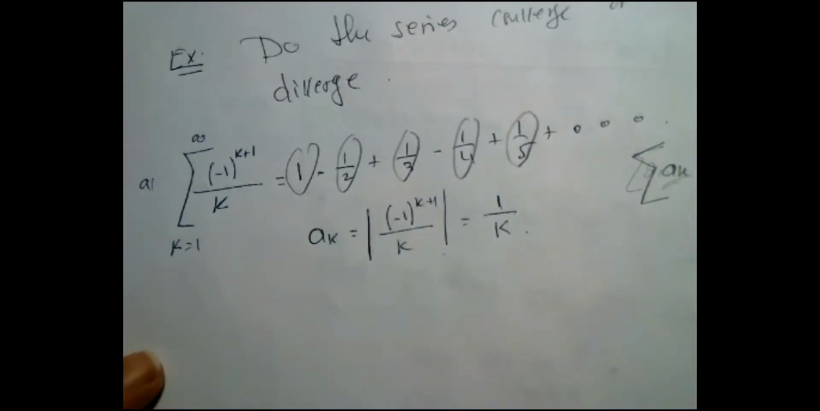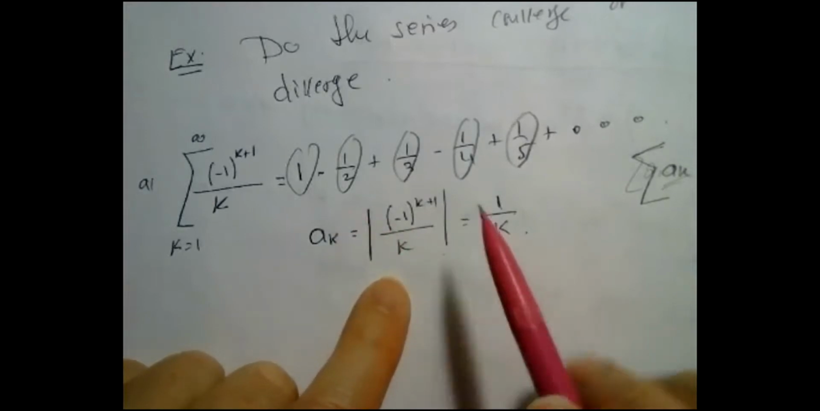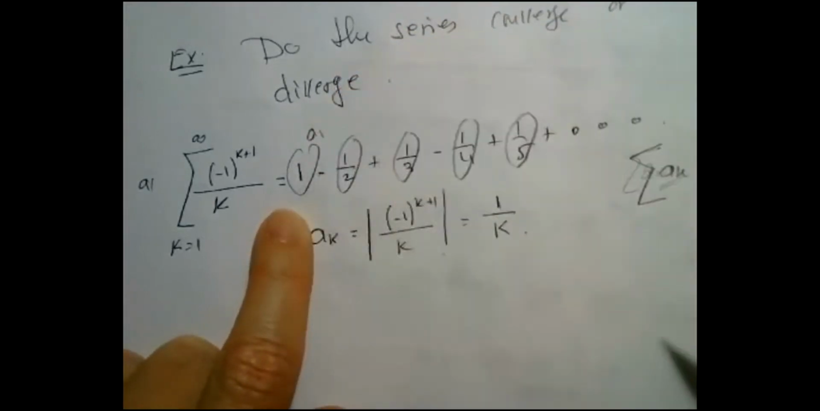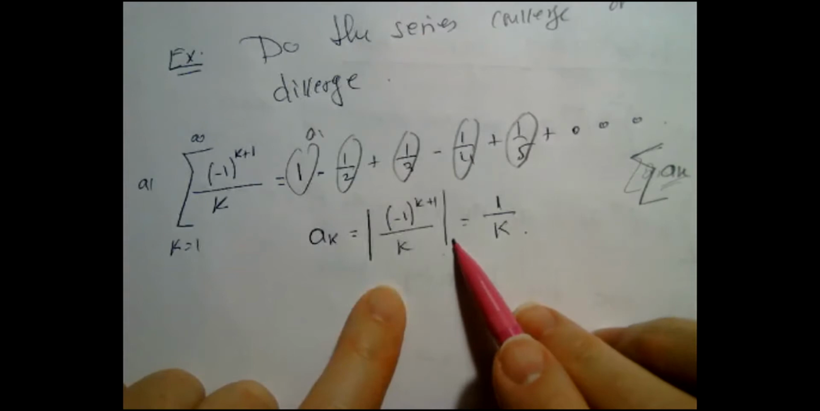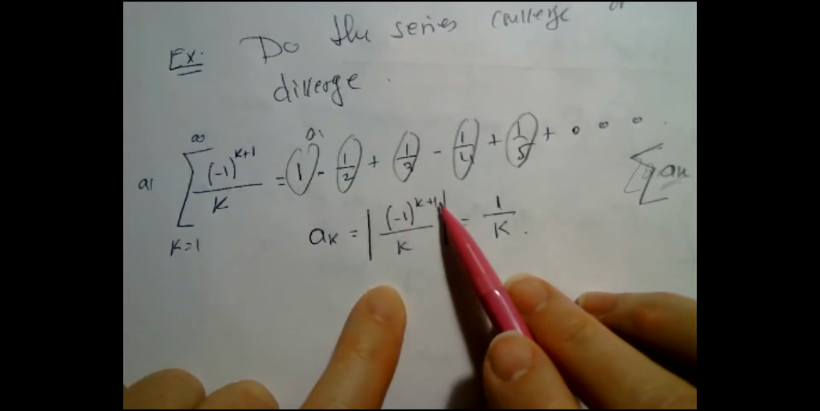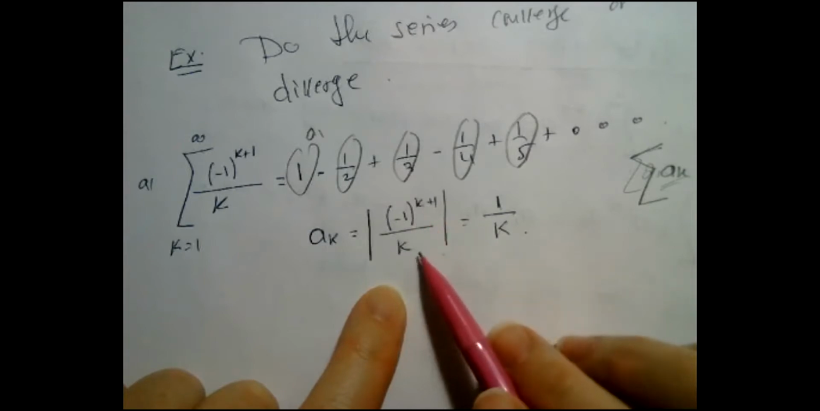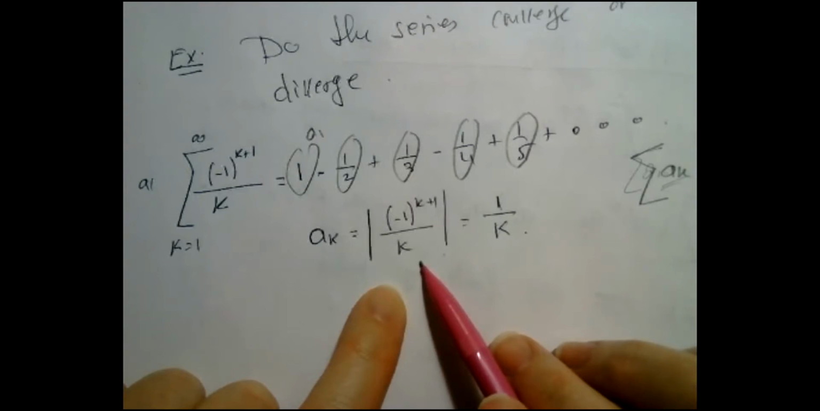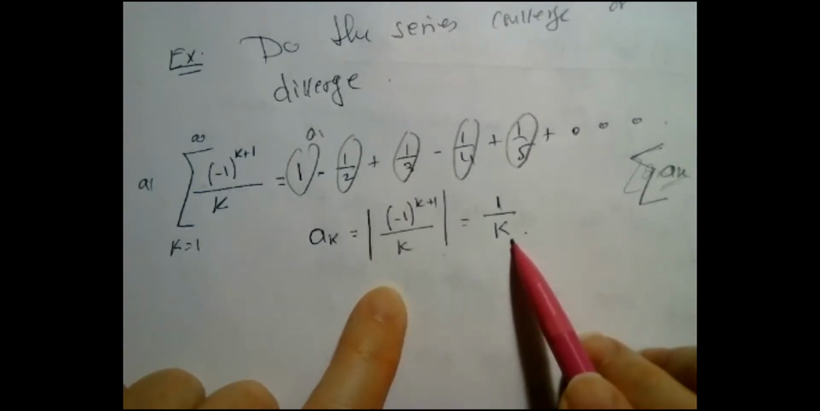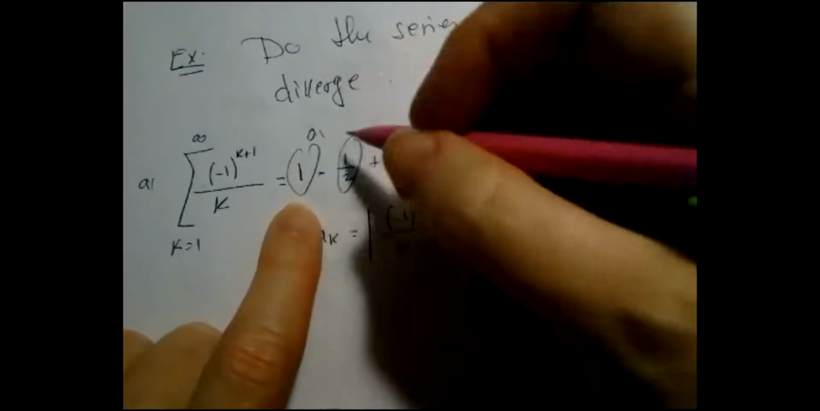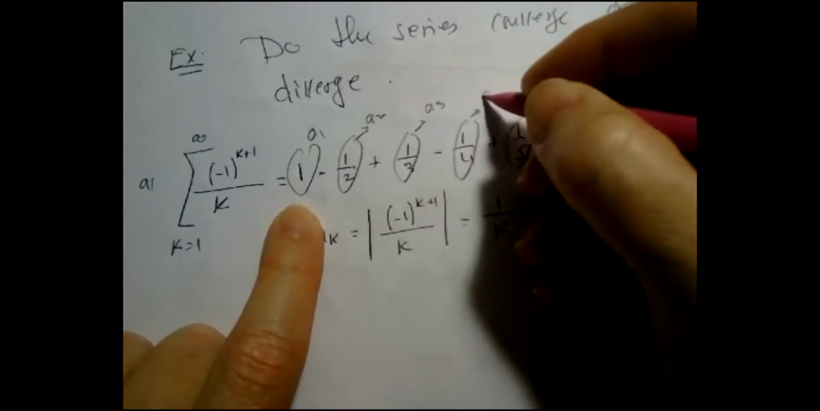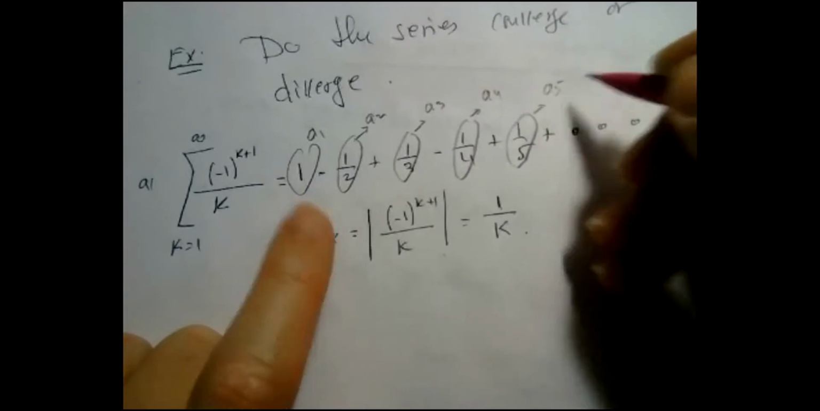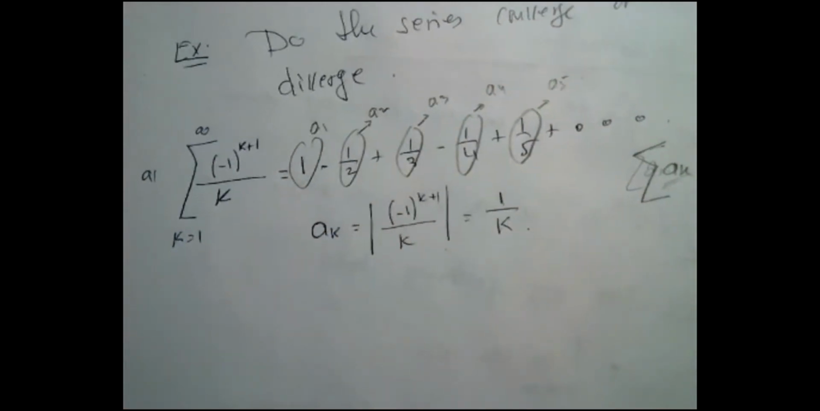Now does the series converge? The AK, Chris, are those. This is A1. Why did you put 1 over k? Because what's the absolute value of that term? Minus 1 to the k plus 1 is either plus 1 over k or minus 1 over k. So in absolute value, this is 1 over k. So this is A1, this is A2, this is A3, A4, A5. So that's the setting in an alternating series test.